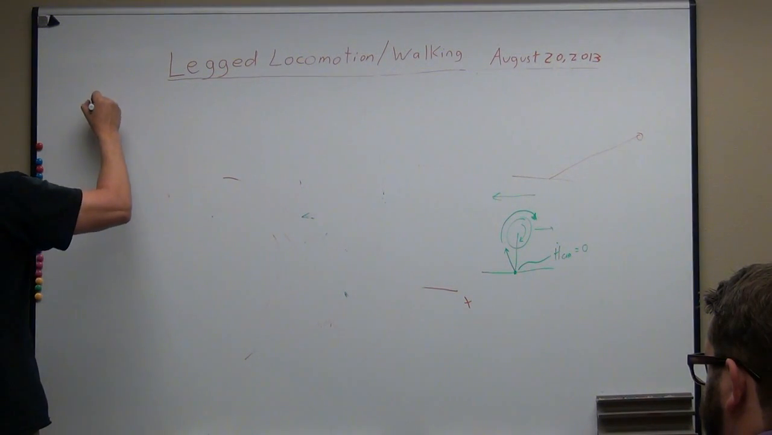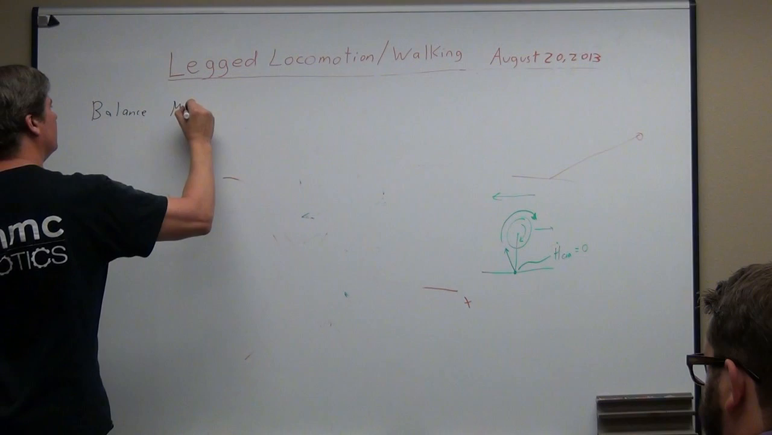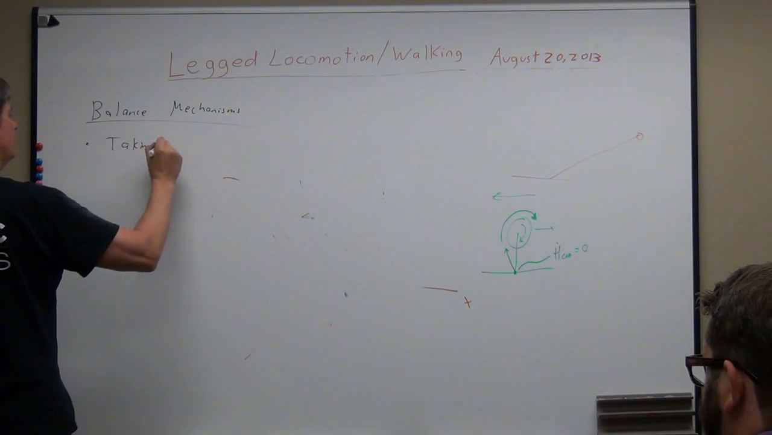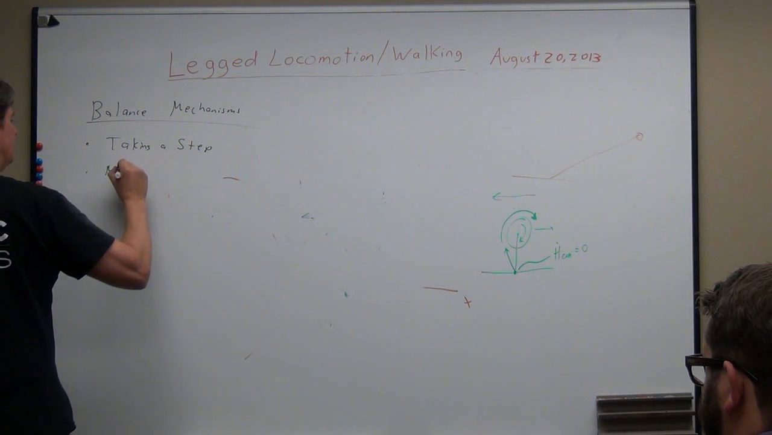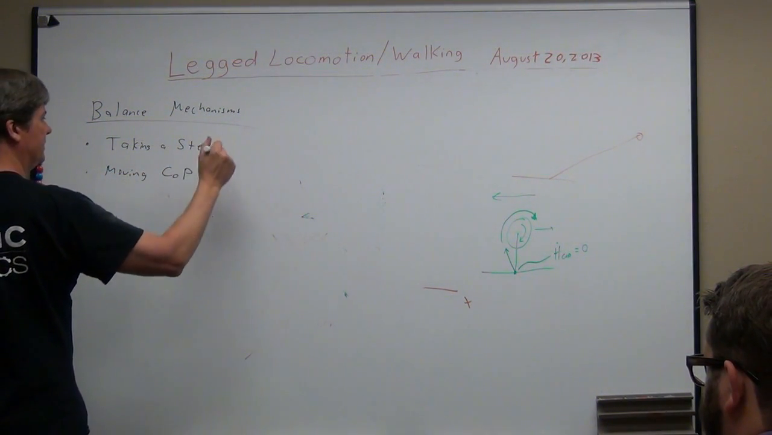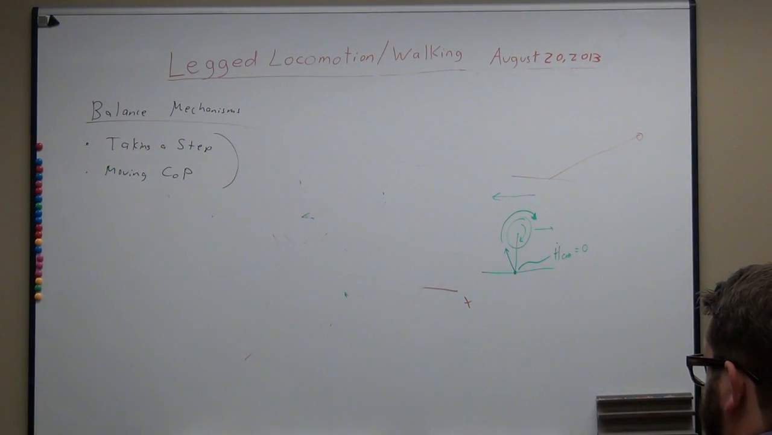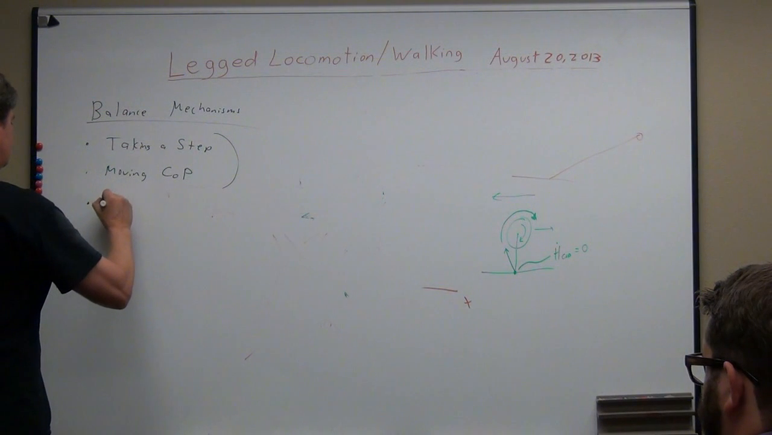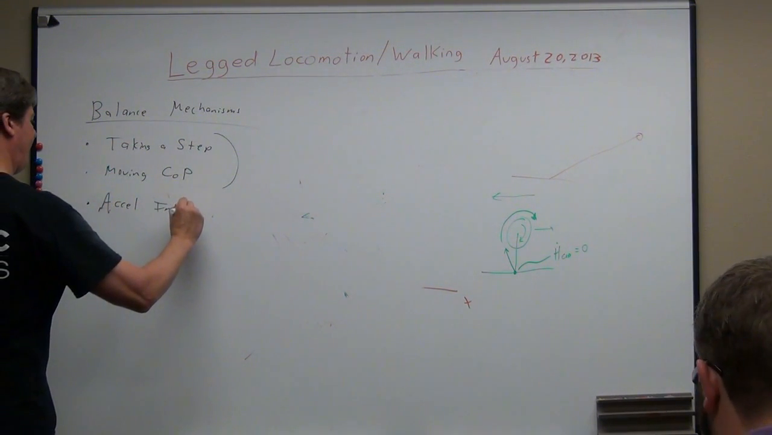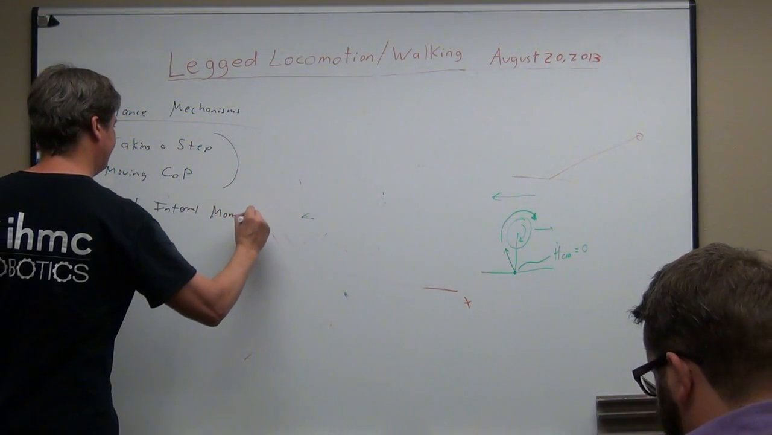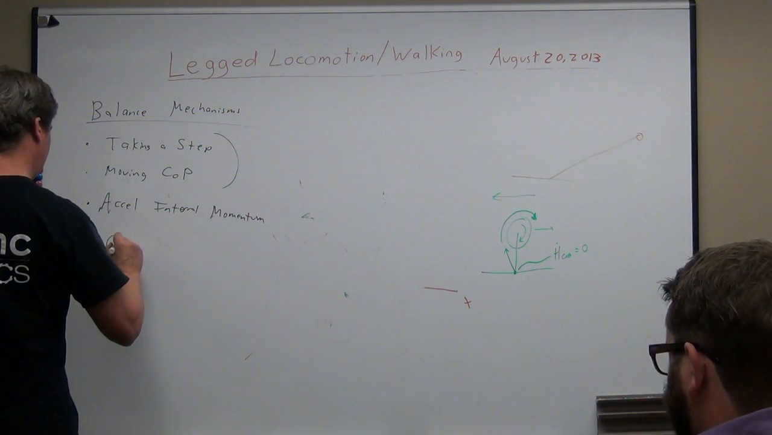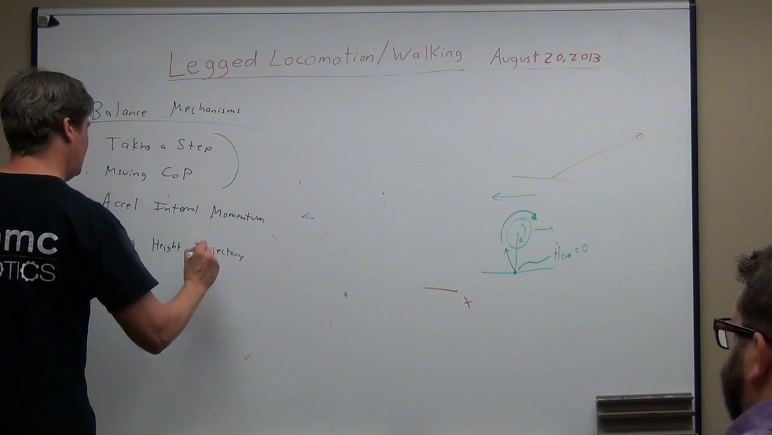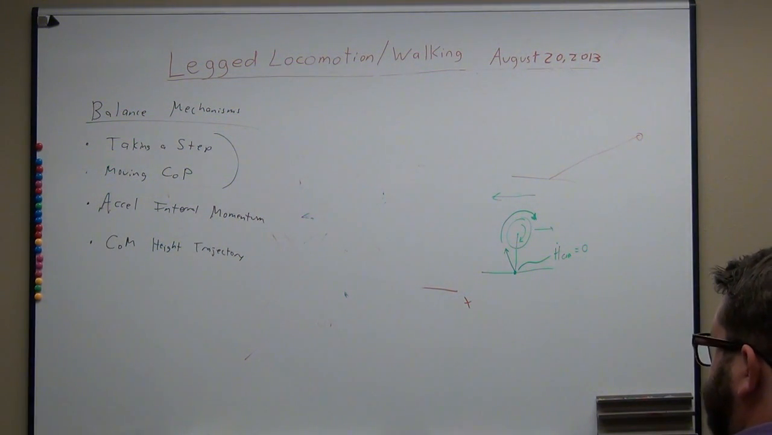Okay, so your balance mechanisms are taking a step, moving your center of pressure, and essentially these are really the same thing, because taking a step means moving your center of pressure a large distance. Then using accelerating internal momentum, and your center of mass height trajectory. And for most legged systems, humans, humanoid robots, whatever, it's pretty much in this order.